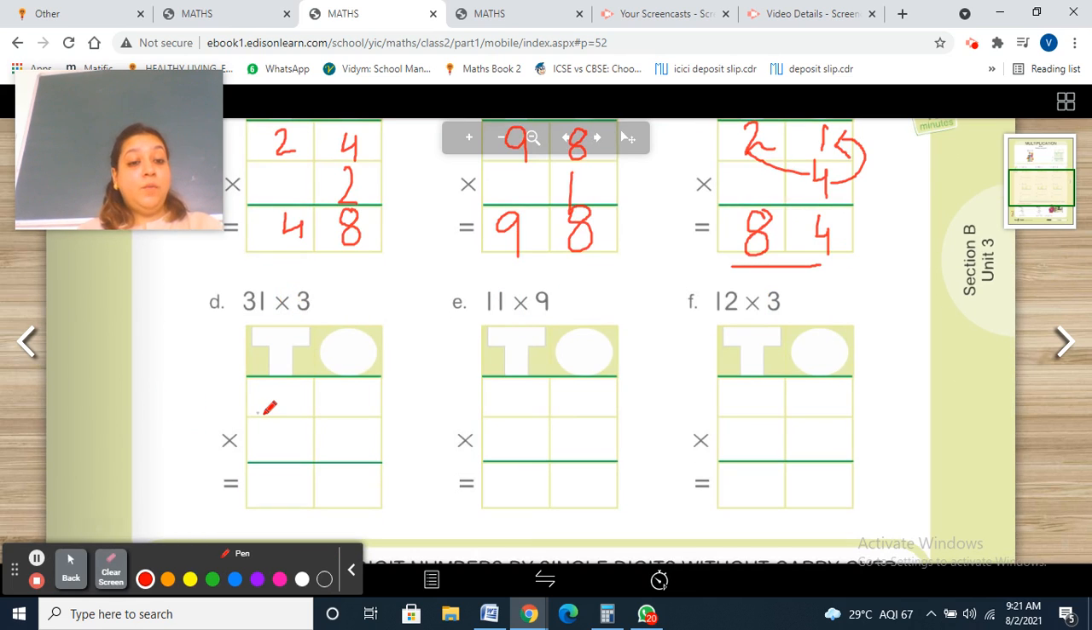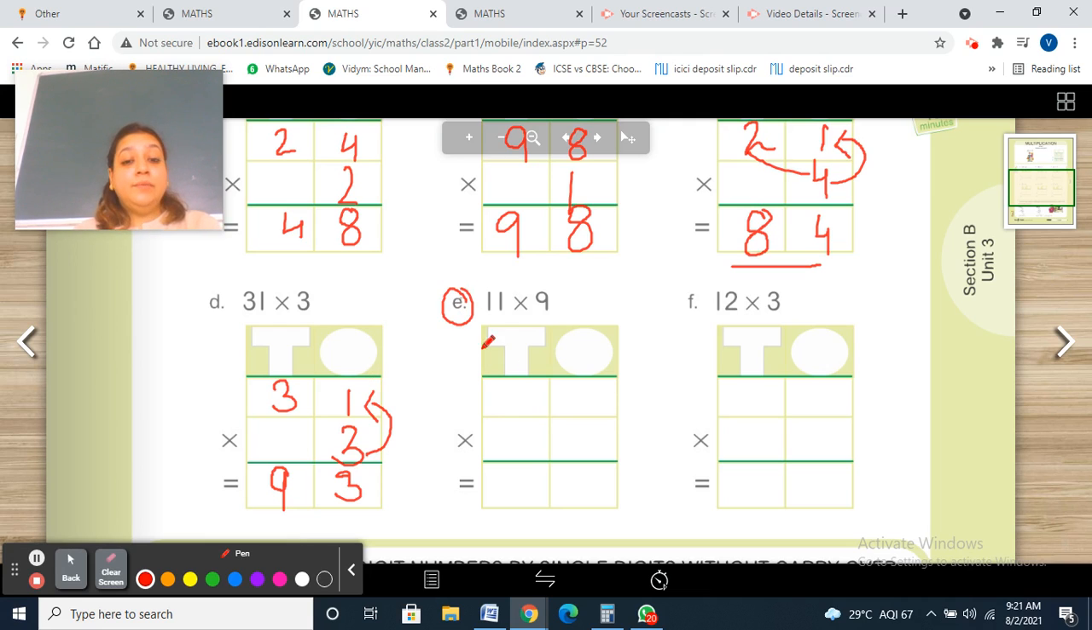Question number D, everyone. 31 multiply by 3. First of all, you're going to multiply it like this. 3 ones are 3. 3 twos are 6. 3 threes are 9. Yes, your answer is 93. Means we are adding 31 3 times.